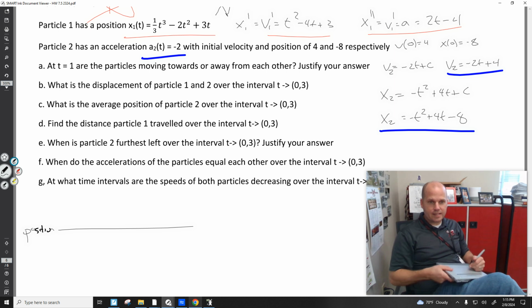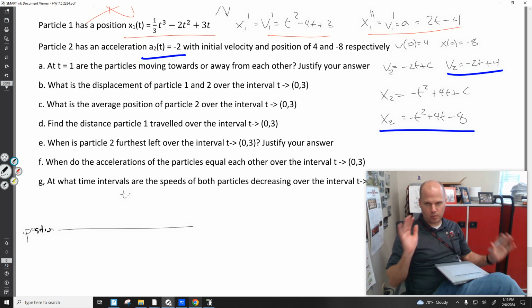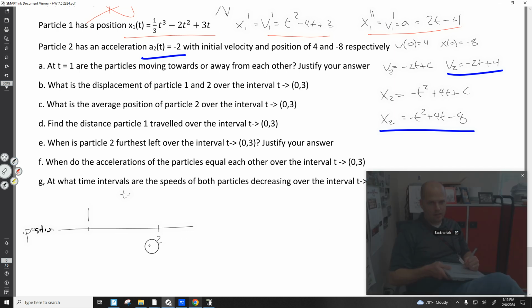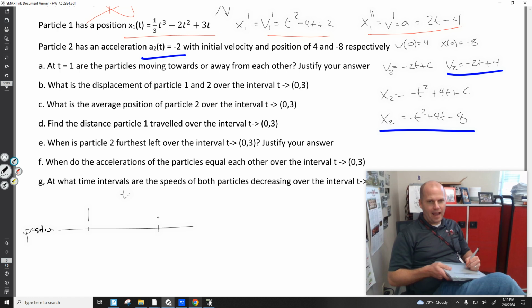Position and then time floating in the air. It's not, this is a time axis like when we do our sign analysis. The key is to figure out where are 1 and 2 located and how are they moving? Are they moving this way, but in this spot is 2 here, is 1 here?